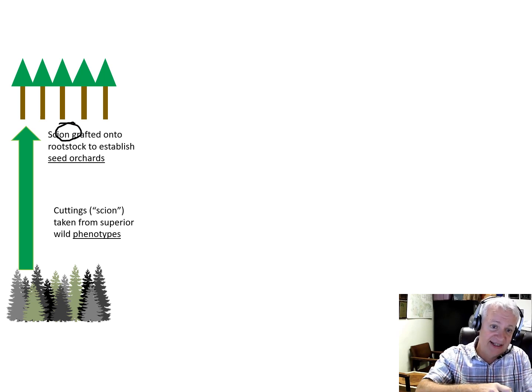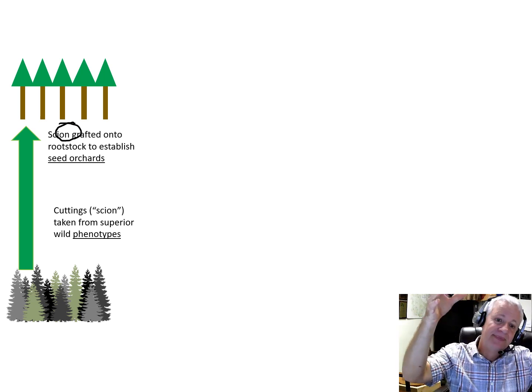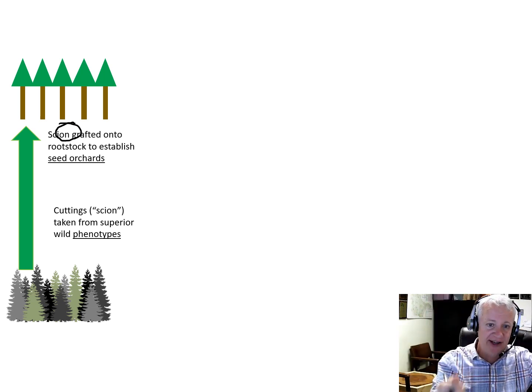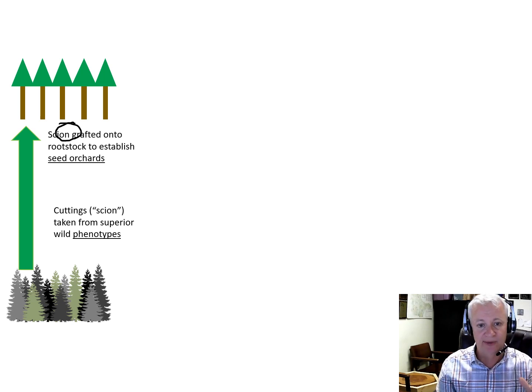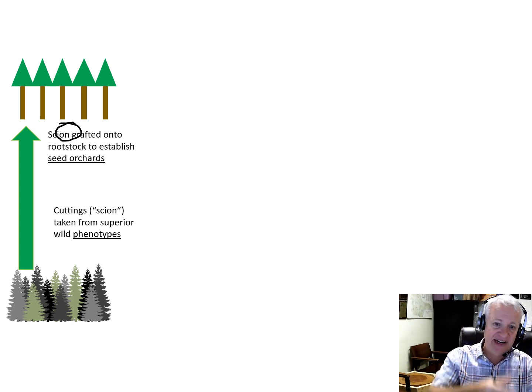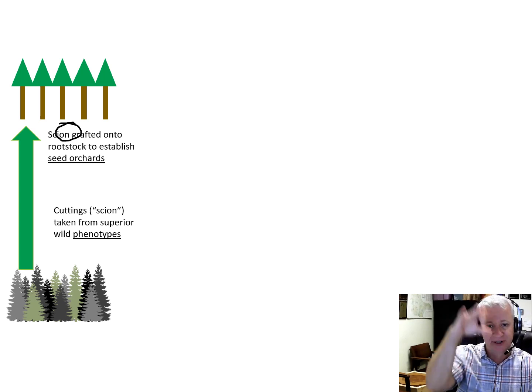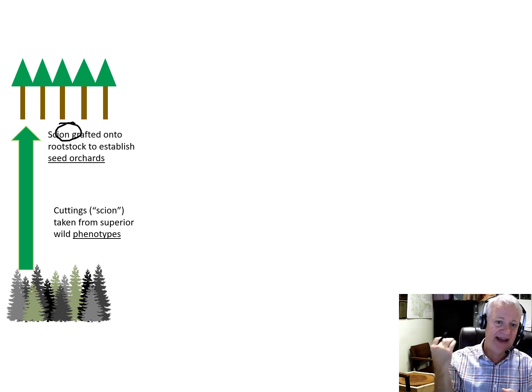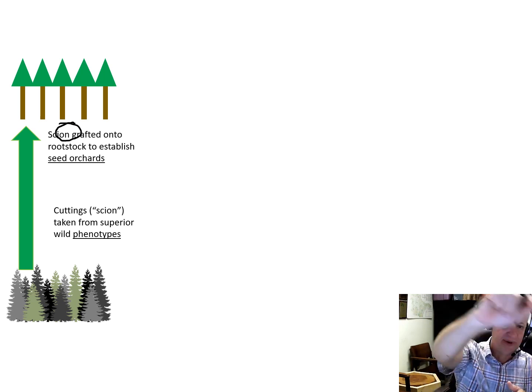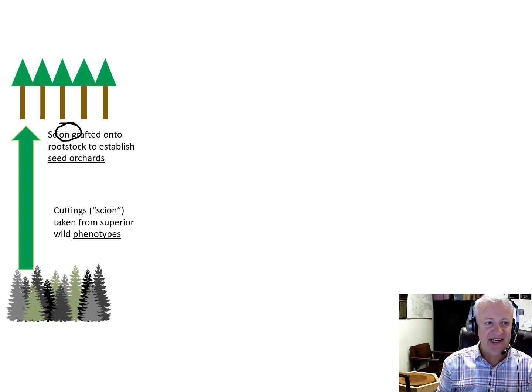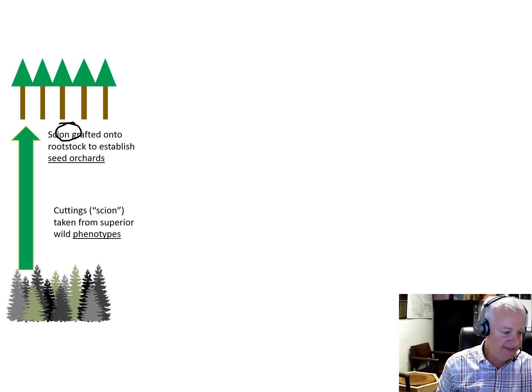And that cutting, if it's grafted properly, will grow and become established, and you cut away all the branches from the rootstock so that eventually all you have above the graft is material from that wild selection. And you make multiple grafts from one selection. So now you have multiple copies of that genotype in the seed orchard.